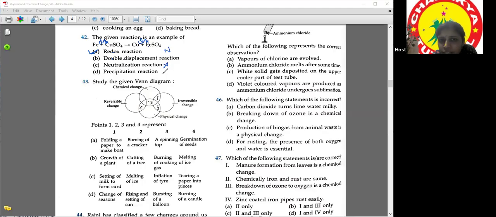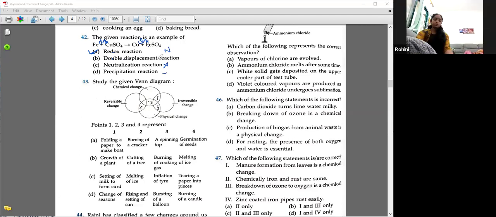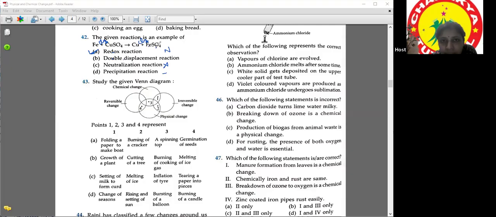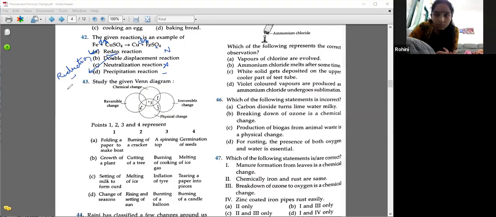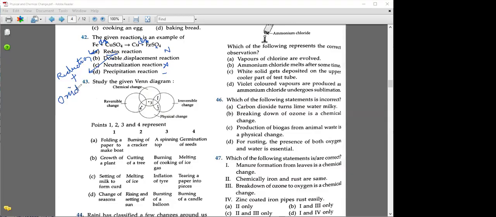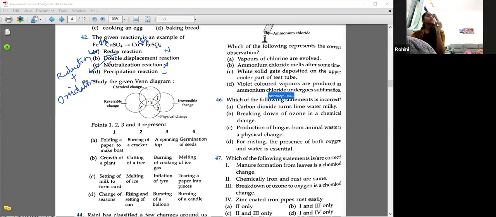Precipitation means some precipitate is obtained, resting at the surface. So this is redox, because iron is added with oxygen, and copper has lost the oxygen. Redox reaction, you can write down in your notebook. This is the combination of reduction as well as oxidation. Here, iron is getting oxidized and copper is getting reduced, right?